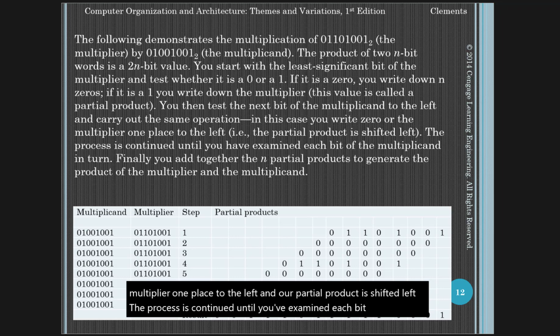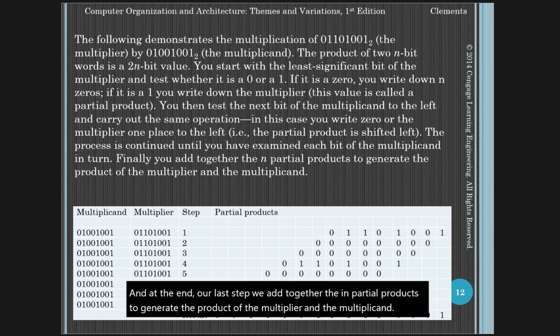And we can see this operation walked through in the table. At the end, our last step, we add together the n partial products to generate the product of the multiplier and the multiplicand.